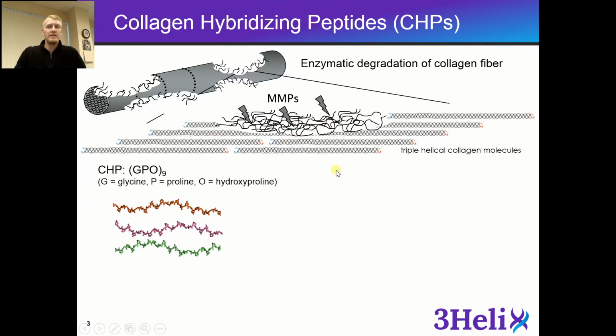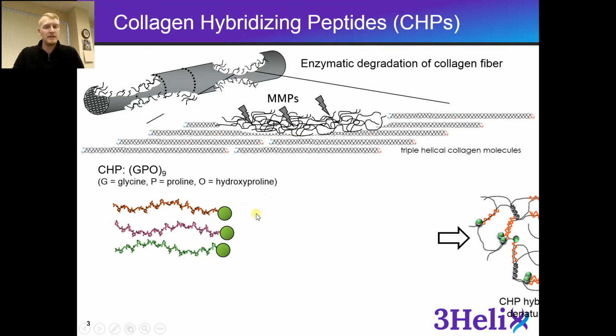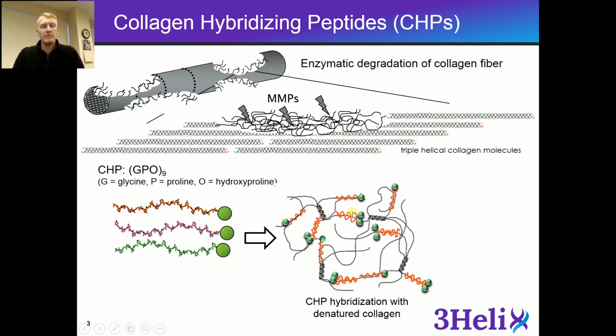Our collagen hybridizing peptide is a short repeating sequence containing a glycine, proline, and hydroxyproline residue, and this small peptide can actually hybridize with these denatured collagen strands and reform the collagen triple helix. So what we have done is we've been able to put fluorescent tags on our CHPs, and then they will readily hybridize and reform that collagen triple helix with the damaged collagen strands.